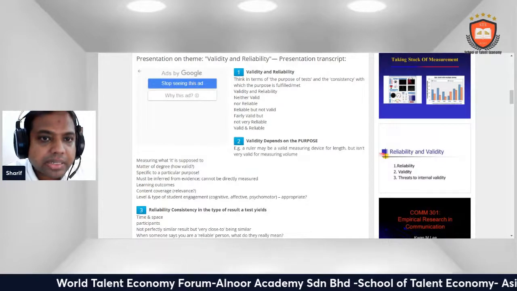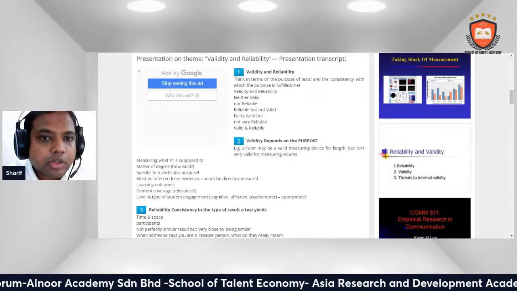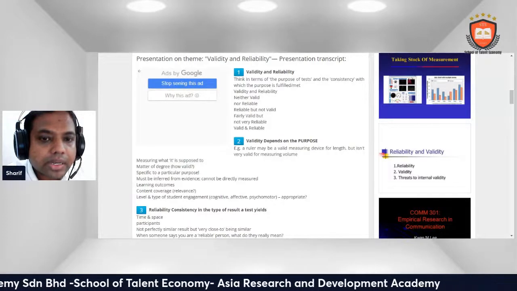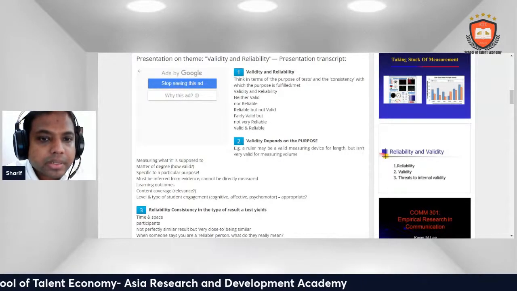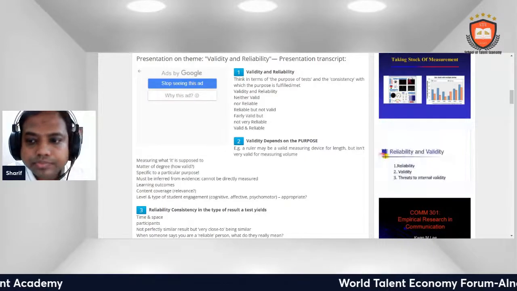Validity and reliability: neither valid nor reliable, reliable but not valid, fairly valid but not very reliable, valid and reliable. Validity depends on the purpose. For example, a ruler may be a valid measuring device for length but is not very valid for measuring volume.